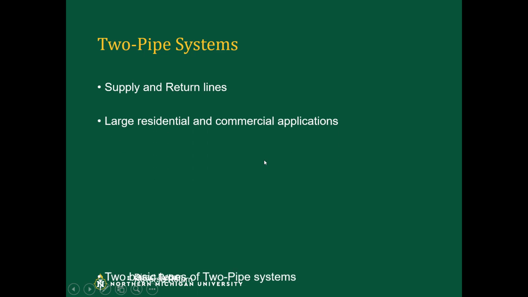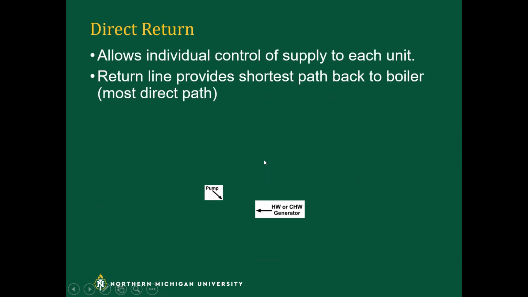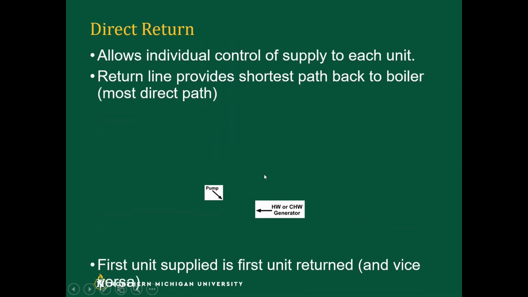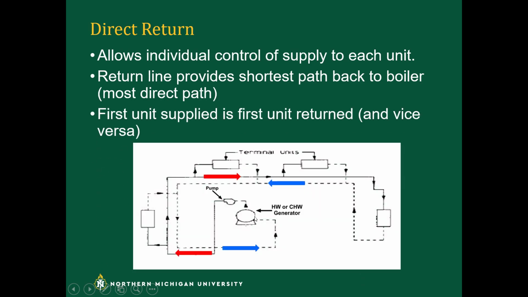Two pipe systems is where we start getting into both supply and return, much more for larger applications. Sorry, jumped ahead a little bit here. And we have two different types of two pipe systems. We have direct return or reverse return. So the direct return is, sorry, I had the animations a little bit off there.